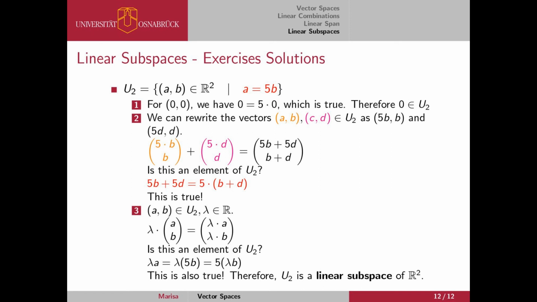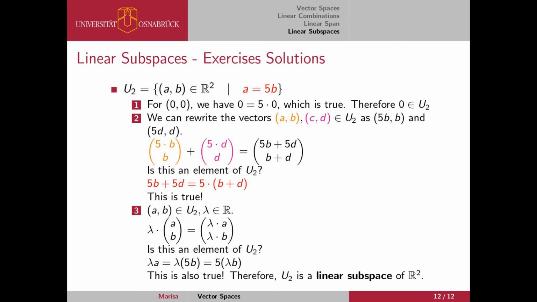The first axiom was the one about the zero element, and again, we just plug in the zeros in our formula and check whether it holds. And this is true, so we know that the 0 element is an element of U2 because 0 is equal to 5 times 0. So the vector (0, 0) is indeed an element of U2.